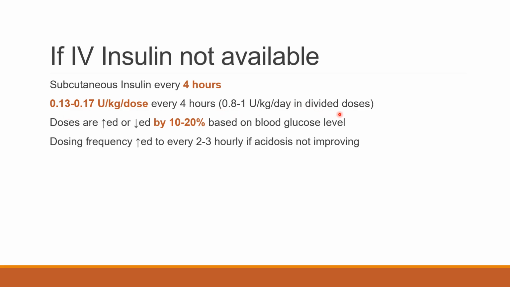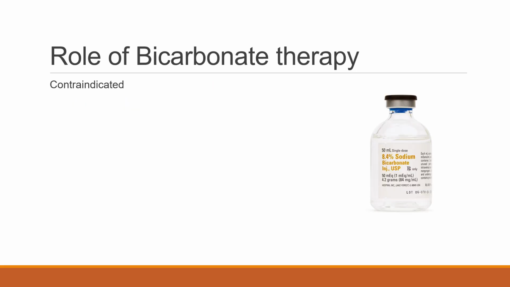that is 0.8 to 1 unit per kg per day in divided doses, and the doses have to be increased or decreased by 10 to 20% based on the blood glucose level, which we have to check every 2 to 3 to 4 hours. We cannot do hourly glucose like in a good setup with IV insulin, but if you are giving subcutaneous insulin, it will take some time to get absorbed, so there is no point in doing hourly glucose. Rather, we have to do the blood glucose every 2 to 3 or 4 hourly.